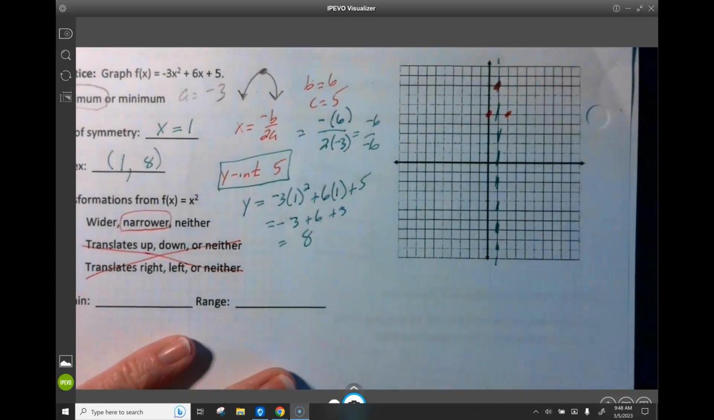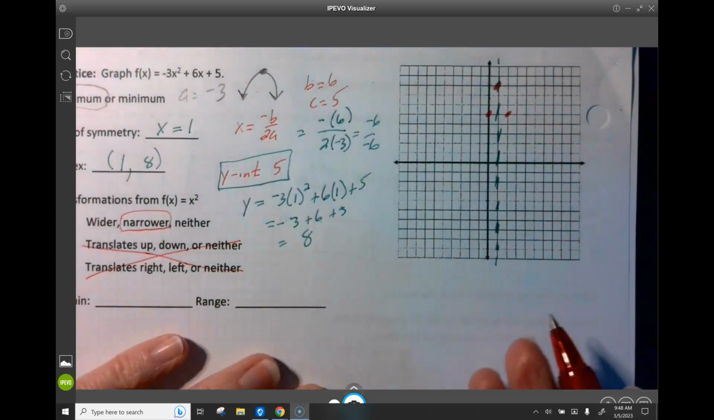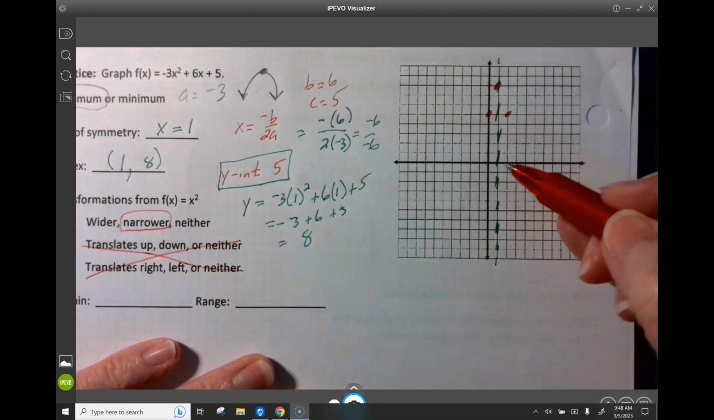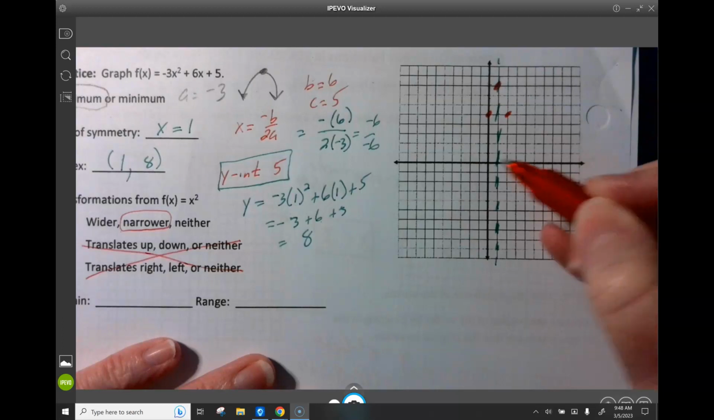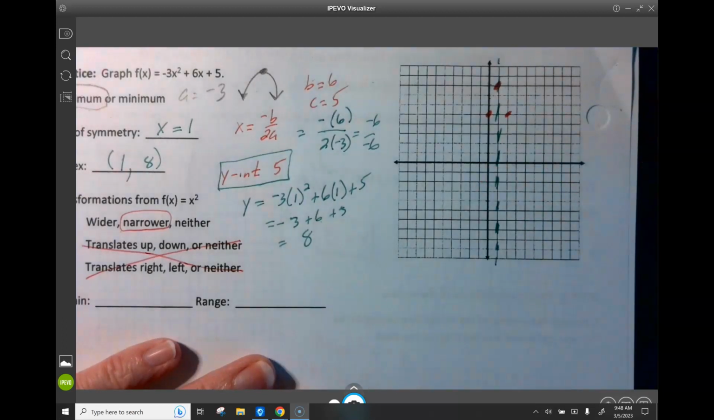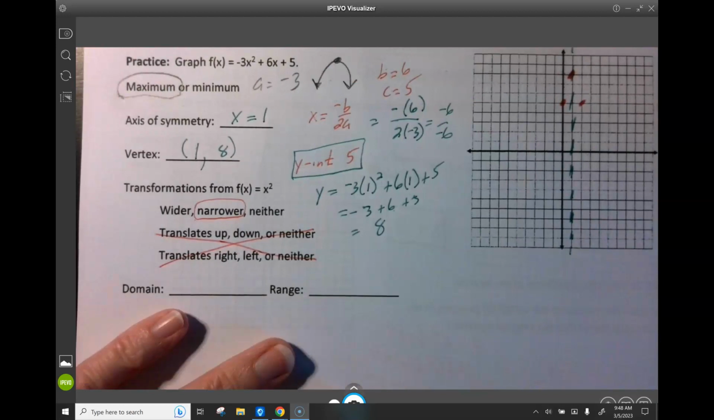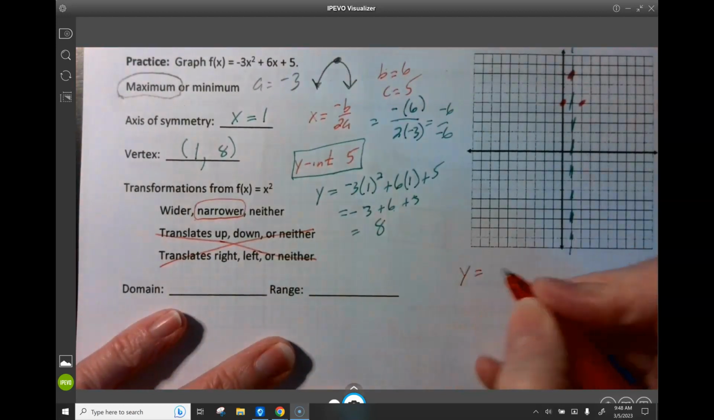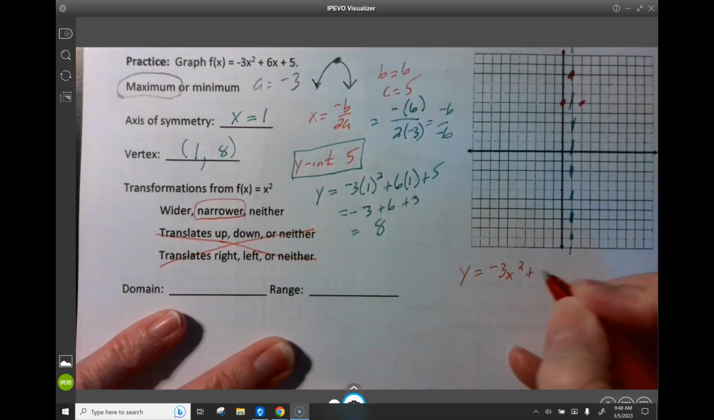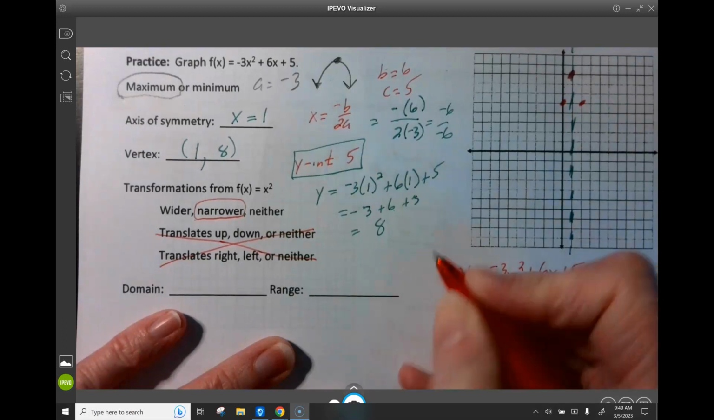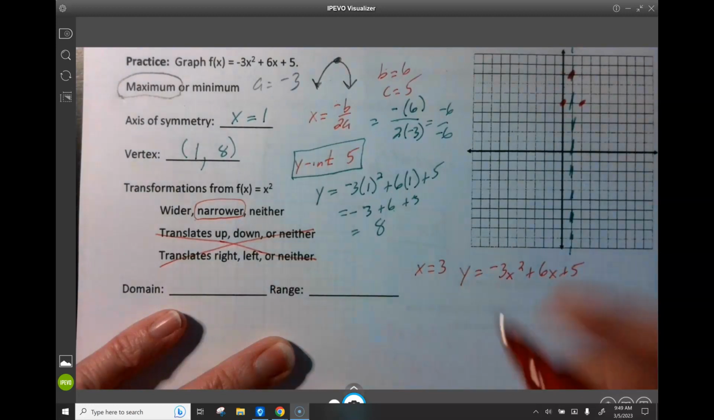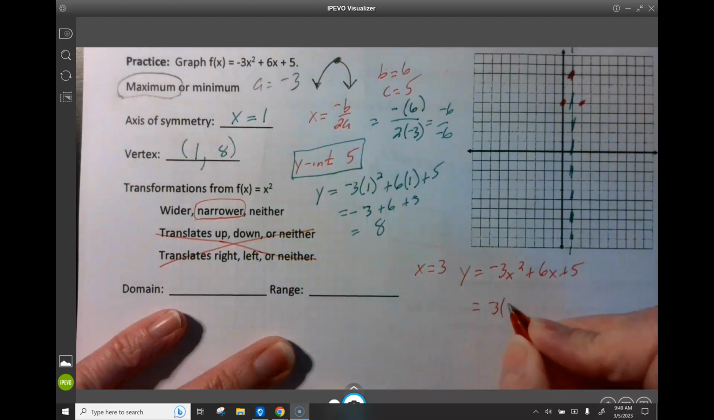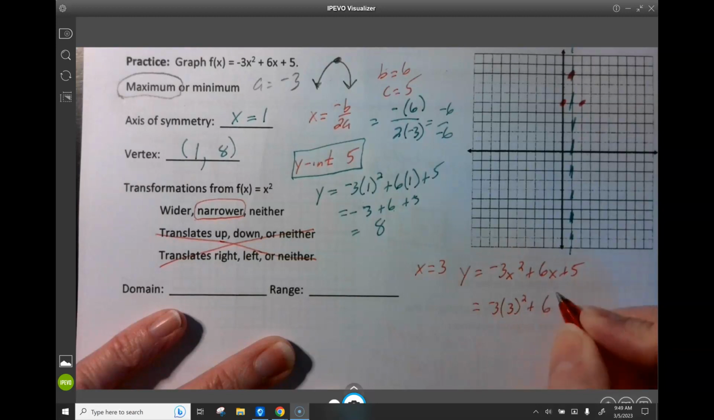Let's finish graphing this. We need 2 more points. So let's do our buy one, get one. Let's pick an x value. So a good x value would be -1 or 3. You can do either one. It doesn't make any difference. I'm going to choose a positive because I do so poorly with negatives. So my equation again is y is equal to -3x squared plus 6x plus 5. I am choosing that x is equal to, I decided on 3. You can choose whatever you want. So I have -3 times 3 squared plus 6 times 3 plus 5.